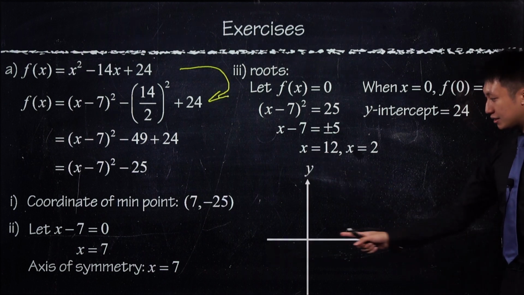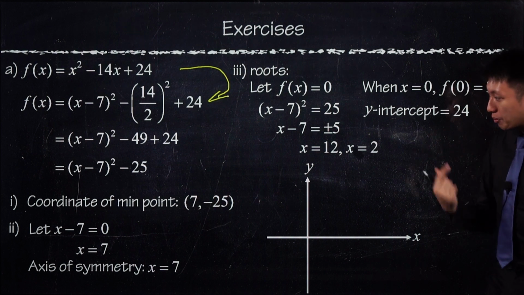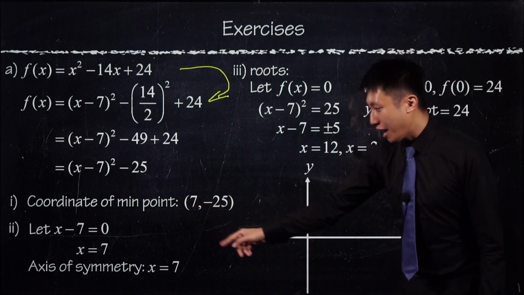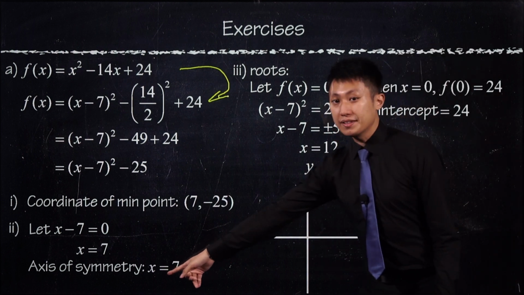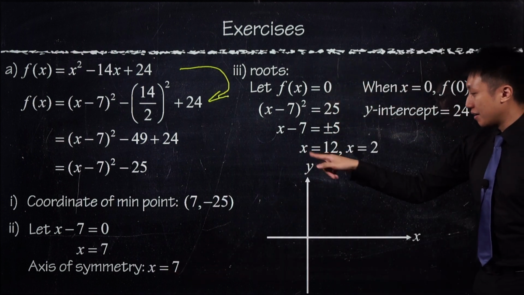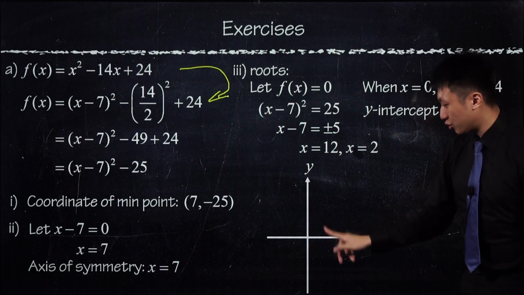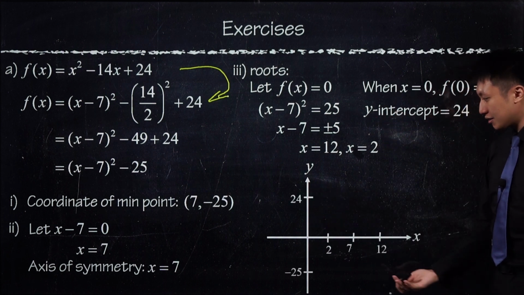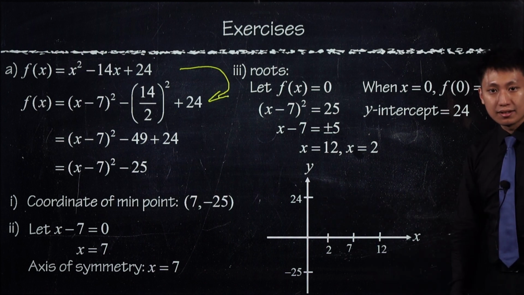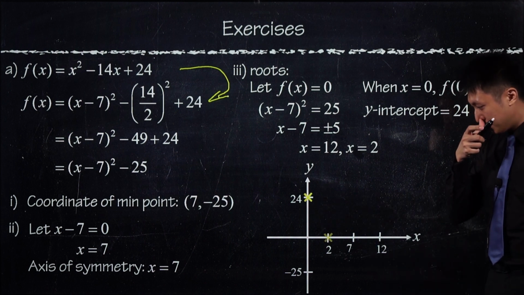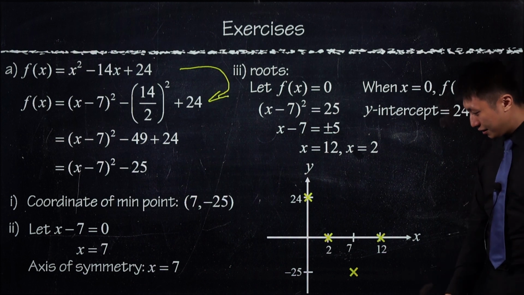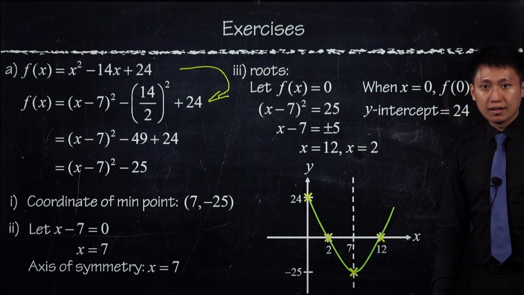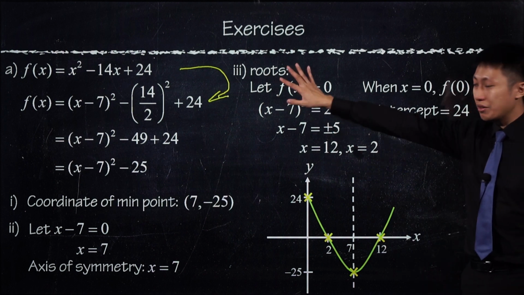Okay. I sketch the graph, very easy. I plot all the points. I plot 7, negative 25. I draw the line x equals 7, and I plot the points 12 and 2, and I also plot 24 here. Then I sketch the graph. I plot all this. Then I draw the graph, join them. Okay, this one I just do very detailed.